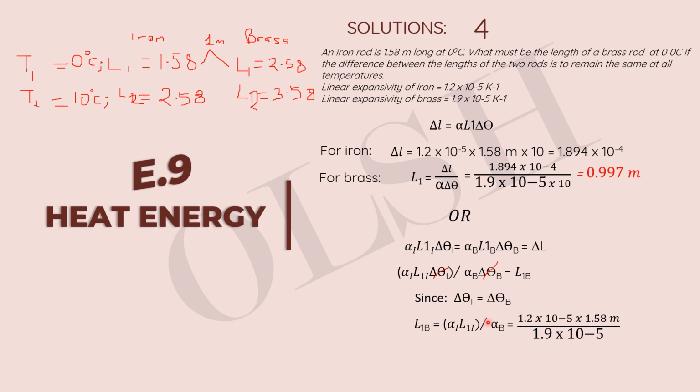So putting in our parameters, we have 1.2 times 10 raised to minus 5, that's alpha I, times 1.58, which is L1I, that's L1 for iron, divided by alpha B, which is 1.9 times 10 raised to minus 5. We didn't need to make any assumption for temperature here, but we could still get that our answer is 0.997 meters.